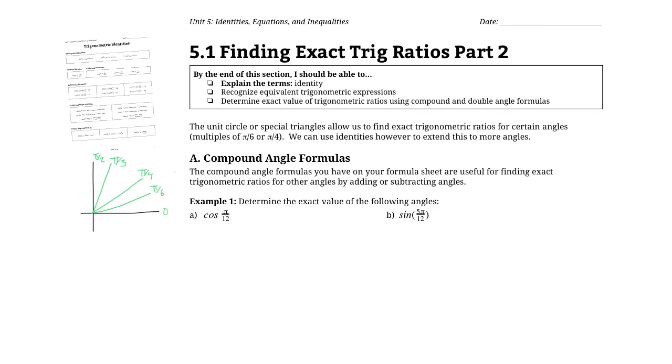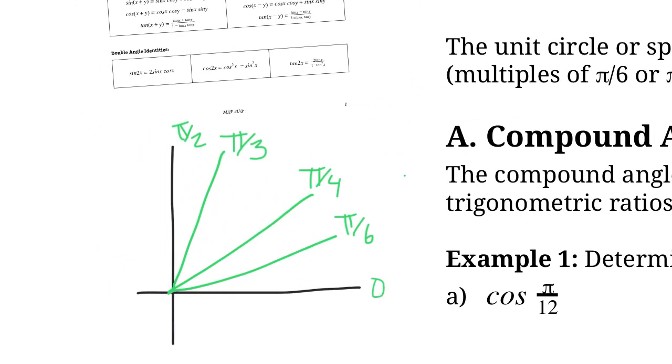This lesson is about finding exact trig ratios for values other than the ones that we learned in the previous unit. Just to quickly refresh, we learned the exact trig ratios for the values pi by 6, pi by 4, pi by 3, pi by 2, and any multiple of those, right? We learned how to do that either with the unit circle or with our special triangles.